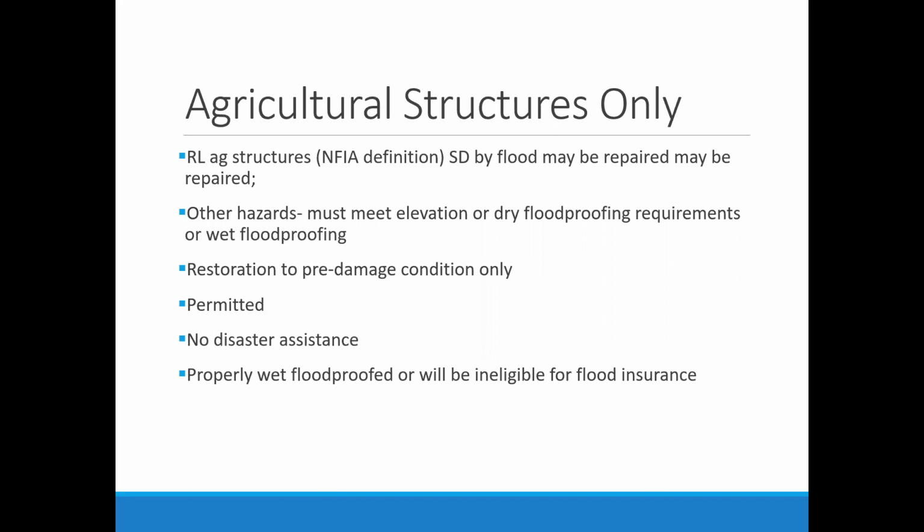Agricultural structures only, if they are substantially damaged by a flood that can be repaired. Other hazards, it would have to meet the elevation or dry flood proofing requirements. So we'll talk more about substantial damage in a little bit, but no disaster assistance, and that's in our ordinance language for these structures, that there would be no disaster assistance, and make sure that it's properly wet flood proofed, or it would be ineligible for insurance. And so basically this is an exemption to reduce the burden on low damage potential structures like this.